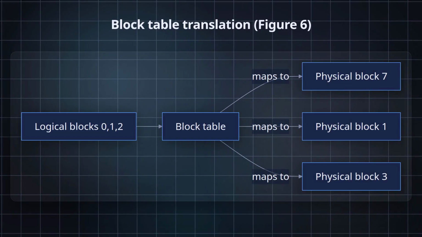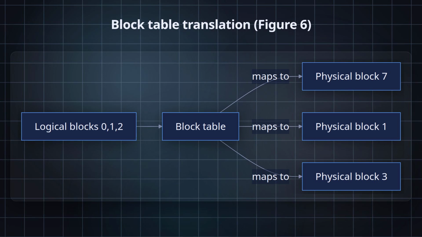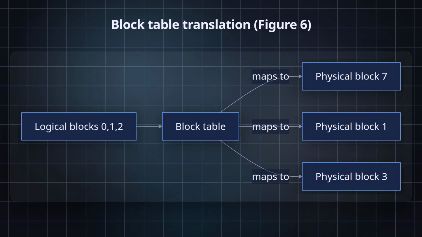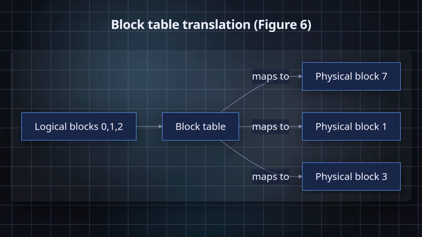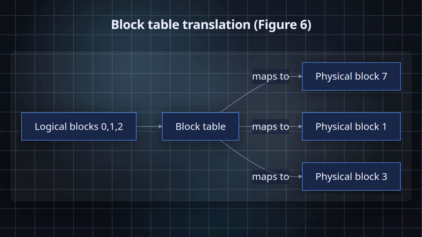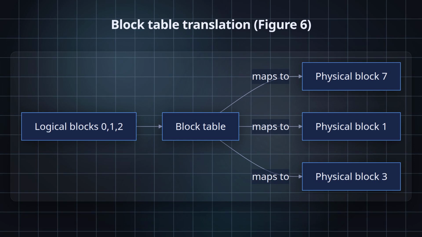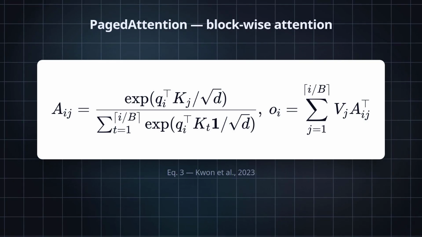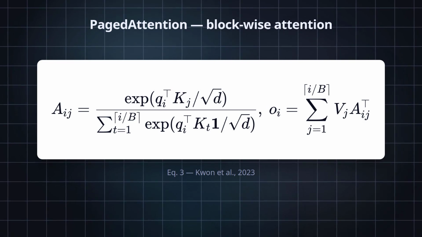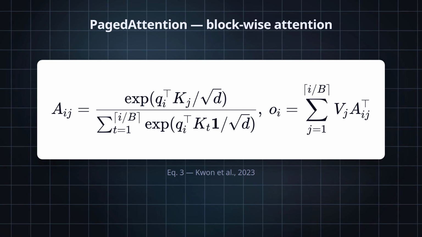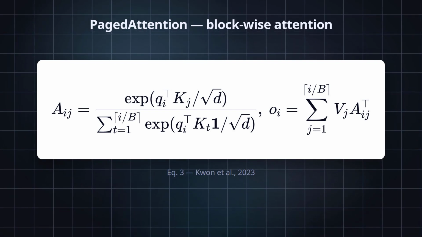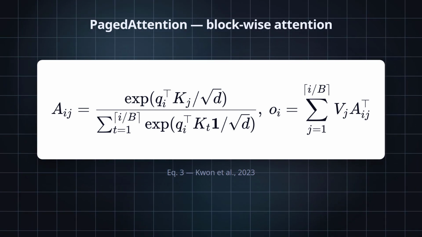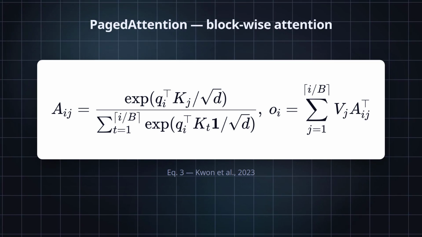A per-request block table maps logical blocks to physical blocks anywhere in GPU memory, just like a page table. The sequence appears contiguous to the model, while the blocks are scattered across memory. Attention is then computed block by block. The math is unchanged, still a softmax over query key dot products, but the sums now run over blocks of keys and values instead of one contiguous array.